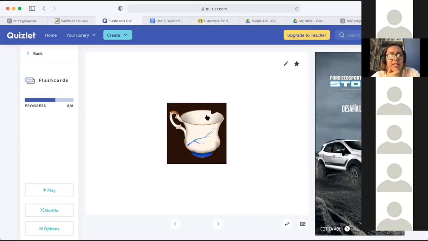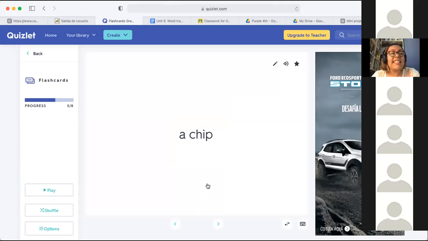Teacher, yes. ¿Podría ser cheap? Cheap. Yes, definitely, that's it. So in this case, there is a chip. Remember, we are focusing on nouns right now. So the noun is a chip.